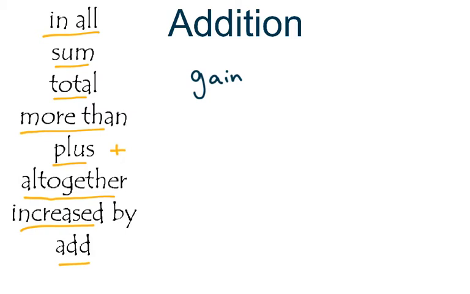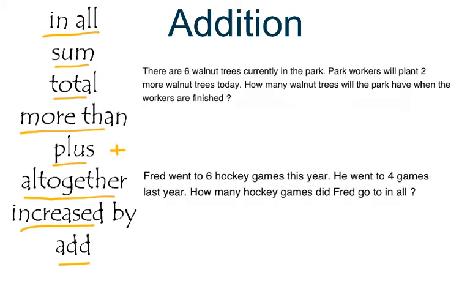Here are some example problems for addition. We'll go ahead and look at the first one. It says there's 6 walnut trees currently in a park. As I go through a word problem, I always like to underline the important information. So there's 6 currently. That means there's 6 right now. Park workers will plant 2 more walnut trees. And then how many will there be when the workers are finished? So how many will there be in all or altogether? This is 6 plus 2, and you know that's 8. So this is an example of an addition problem.